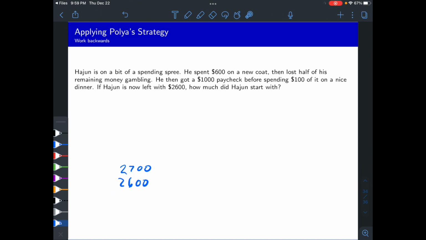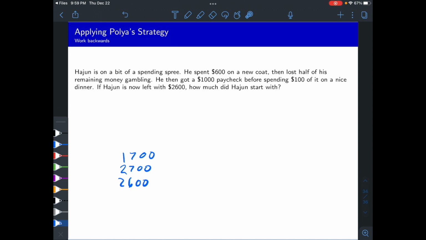Before he bought that dinner, he got a paycheck. He had a $1,000 paycheck. So before that, he actually had $1,000 less than he had at the start of that dinner. So he was at 1,700, gains 1,000. He's at 2,700. So I just subtracted 1,000, working backwards to get what he had before that paycheck.